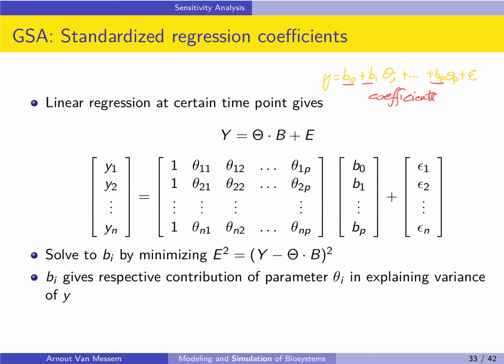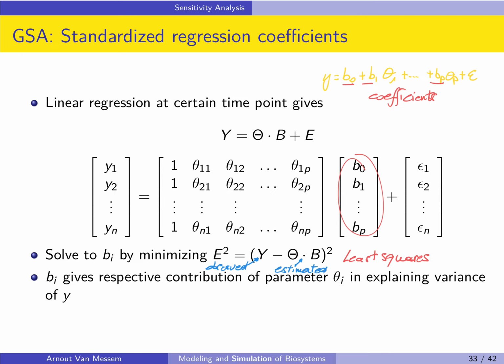We now want to estimate the values of the coefficients, so we want to estimate this vector, and we solve this through a least squares minimization problem. So basically you will minimize the error term, so you will take a look at the difference of y, your observed values, minus θ times b, your estimated values, and then you square this.